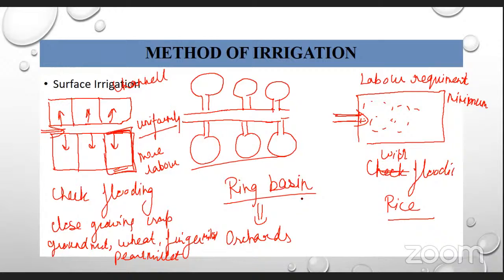So in this ring basin we require labor, and since over here it's a ring, it might be in the form of a square also, and at that time it is known as the square basin method. Okay, understood.